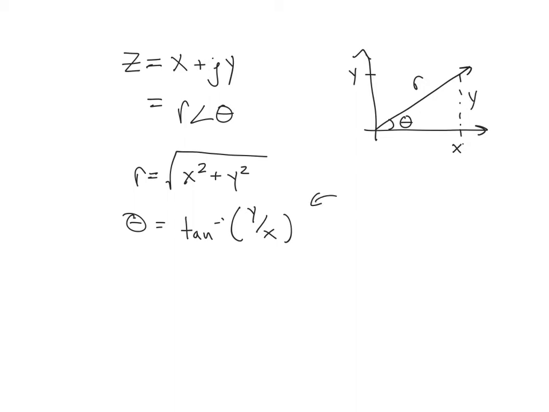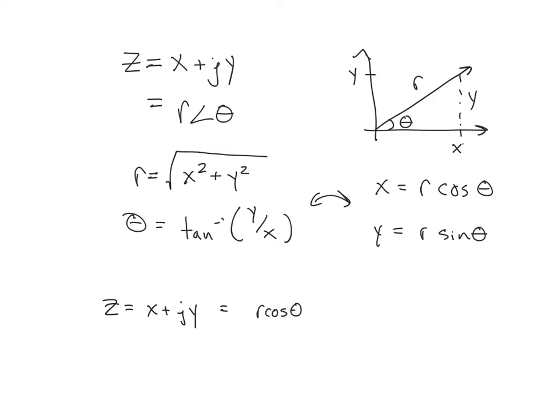Likewise, you could flip how we relate the two, and we can find x based on the polar version of the coordinates as being the hypotenuse times the cosine of the angle, and y as being r times the sine of the angle. Okay, then we can rewrite z from the rectangular coordinate system by subbing in the values of x and y based on the polar form. And we can see that z also then equals r cosine theta plus j r sine theta.